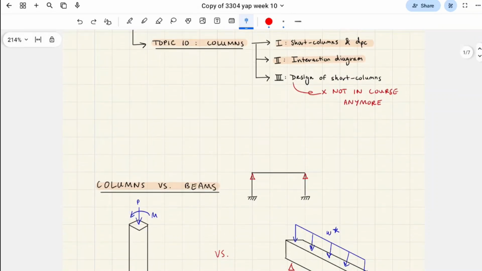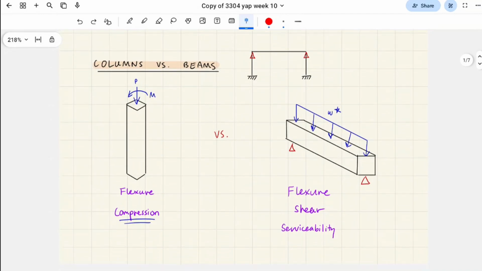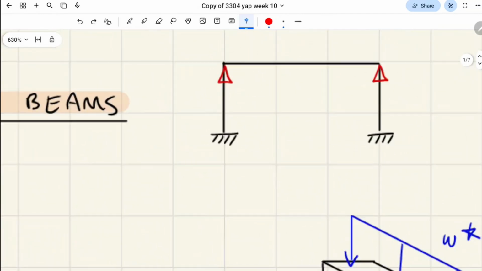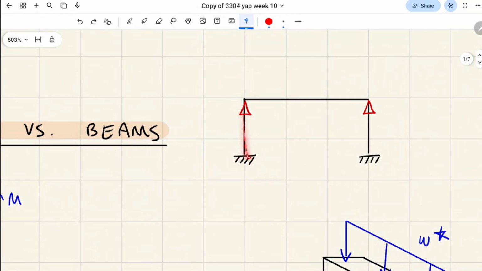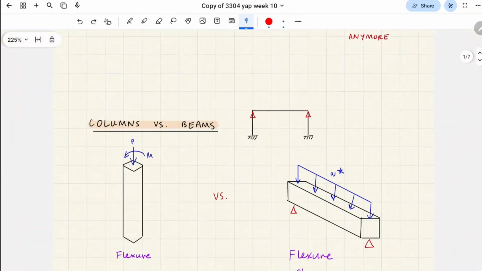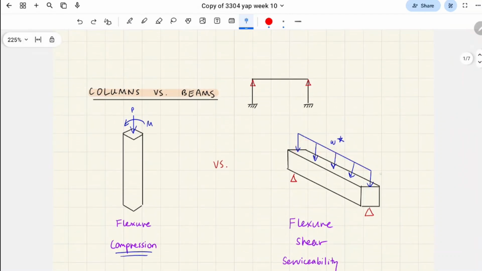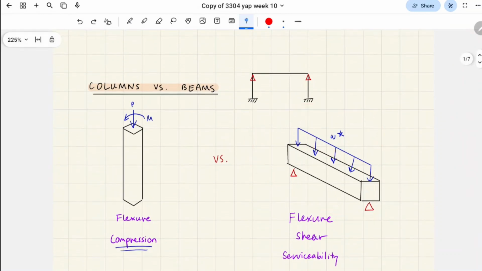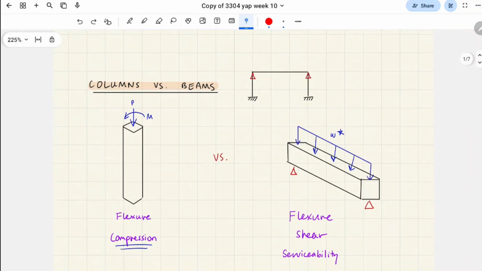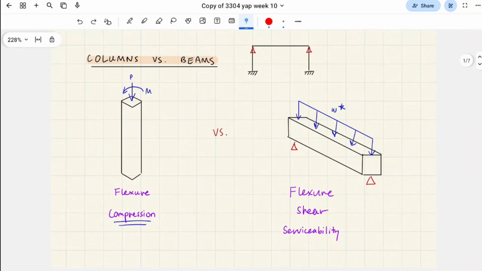Alright, so we're gonna run over what a column is compared to a beam. Here I've drawn a simple 2D frame where we have two columns and then the beam. We can consider a semi-rigid connection between the columns and the beams, and that's what we usually do when we do our beam design, right? So we have our flexure checks, our shear checks, serviceability, all that stuff. We have the distributed loads acting on the beam, mostly due to self-weight and live loading. But for columns, it's slightly different.